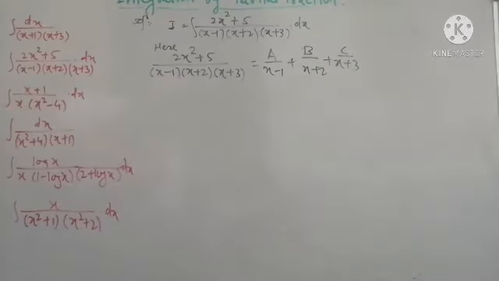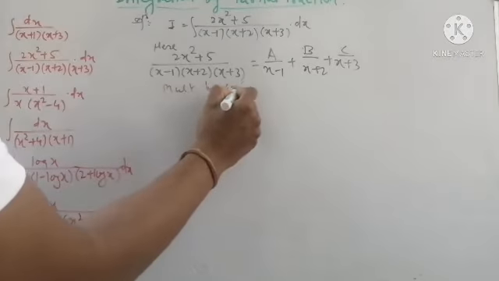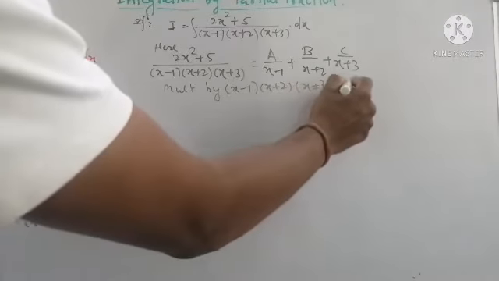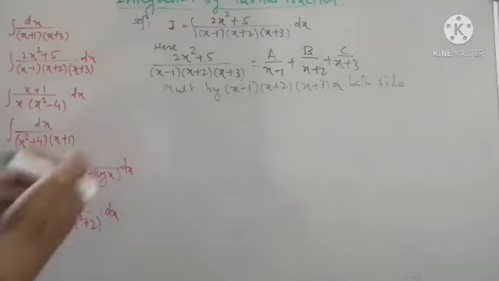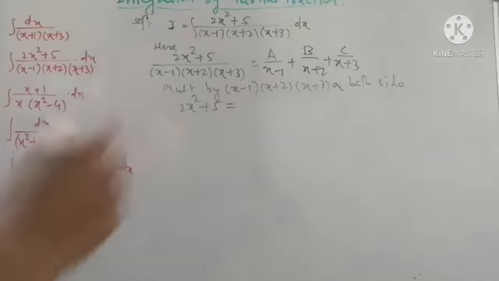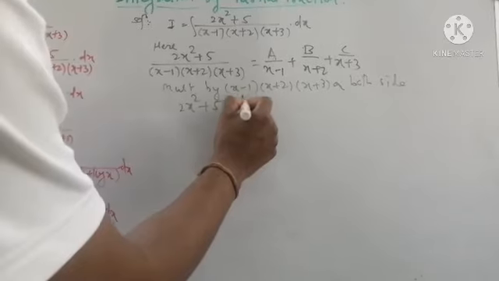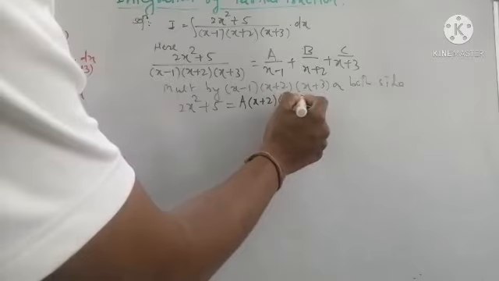Now, to evaluate a, b, c, we multiply this equation by x minus 1, x plus 2, x plus 3 on both sides. Now on the left hand side, as the multiplier and divider get cancelled, we get the numerator 2x square plus 5. On the right hand side, as there are 3 terms in addition, we multiply each term separately. In the first term, the denominator x minus 1 gets cancelled with the multiplier, and in the numerator we have a multiplied by x plus 2, x plus 3.